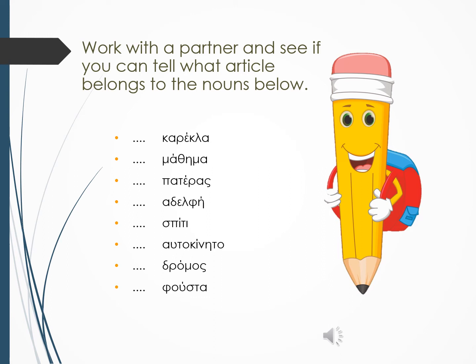I have faith that you know and understand this tricky element of Greek grammar. So what I would like you to do is work with a partner and see if you can tell what gender the words are below and what article they need. So garekla. What gender is garekla? Look back if you need and look for the alpha ending. If you have said i garekla for a feminine noun, you are correct. Well done.